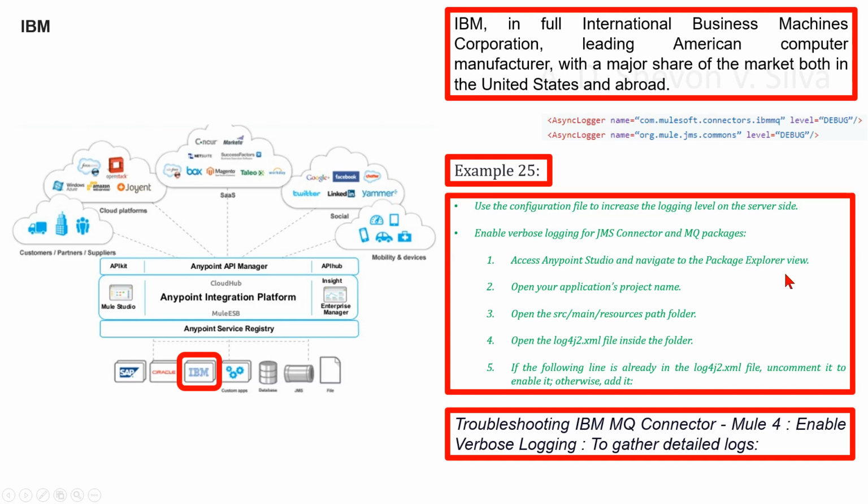Access Anypoint Studio and navigate to the Package Explorer view. Open your application's project name. Open the src/main/resources folder. Open the log4j2.xml file inside your folder. And if the following line is already in the log4j2.xml file, uncomment it to enable it, otherwise add it.